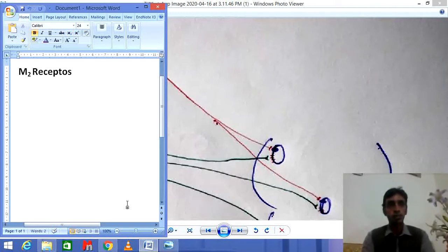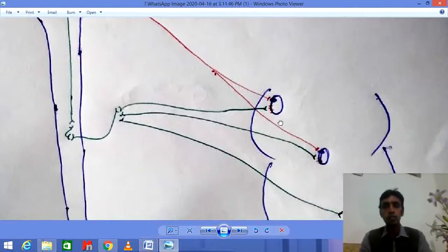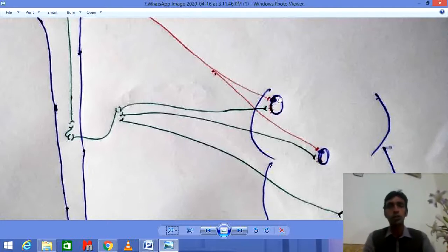M2 receptors. What is M2 receptor responsible for? This is actually a cholinergic receptor, and this is responsible for decrease of heart rate. This actually decreases the heart rate. I have already told you in the previous lecture that SA node is responsible for the pacemaking. This is responsible for the generation of signal. It normally generates the signal of 100 beats per minute.